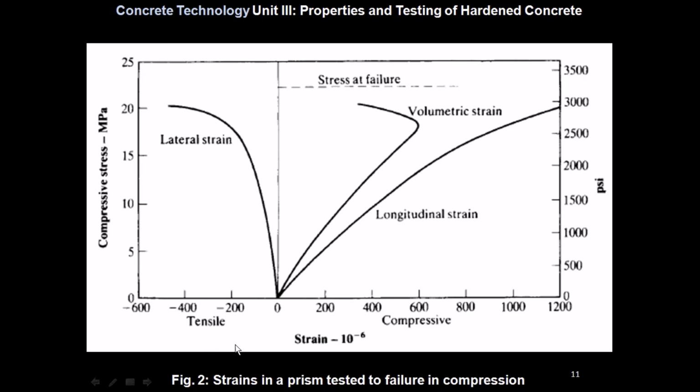So here we can see figure 2, strain in a prism tested to failure in compression. On the horizontal axis we can see the strain, and on the vertical axis we can see the stress. This is the stress strain graph of the lateral strain, this is the stress strain curve of the volumetric strain, and this is the stress strain graph of the longitudinal strain. So here 0 is there. On the positive x-axis we can see the compression, and on the negative y-axis we can consider the tension.